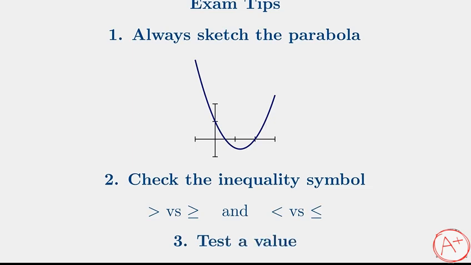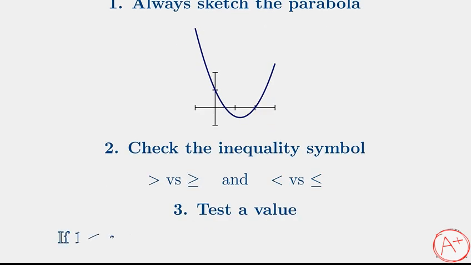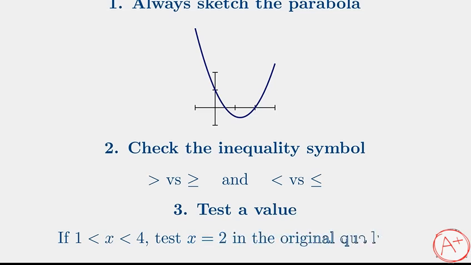Finally, test a value. If you are unsure of your final region, pick a number within your solution range and plug it back into the original quadratic. For example, if your solution is between 1 and 4, try plugging in 2. If the result satisfies the inequality, your region is likely correct. This simple check takes seconds and provides peace of mind.